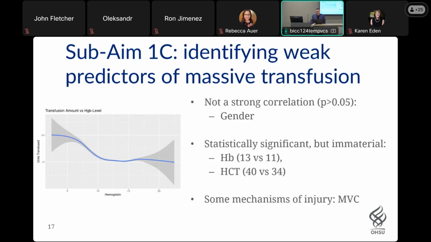So when the person is coming in, hemoglobin and hematocrit lag behind, although the machine thinks it's still important. And some mechanisms of injuries like motor vehicle collision, they can go either way. They might need, might not need, and did not come up as a strong predictor.